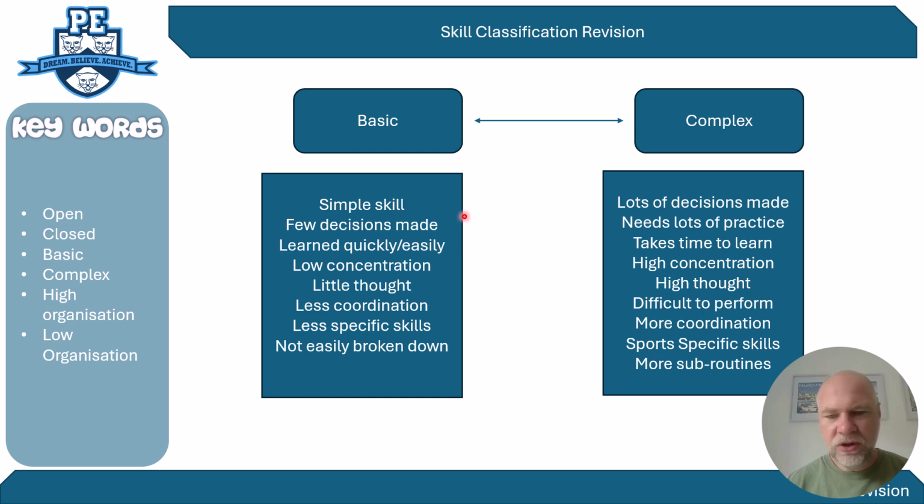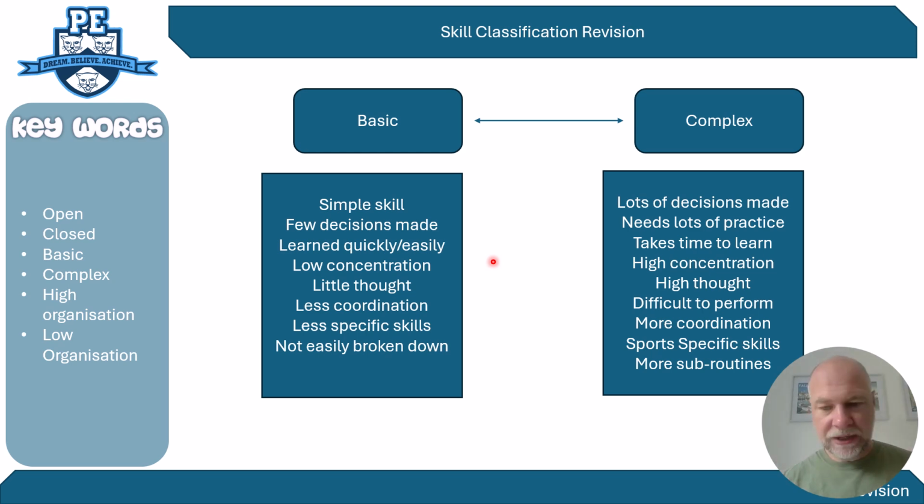And then we've got two sets of answers, and they're quite different to each other. They're opposites. So just remember one set and then think about the opposite for the other. So a basic skill is a simple skill where you don't have to think about it very much. You learn it very quickly and easily. Little concentration is needed, little thought about the movement, and less coordination.